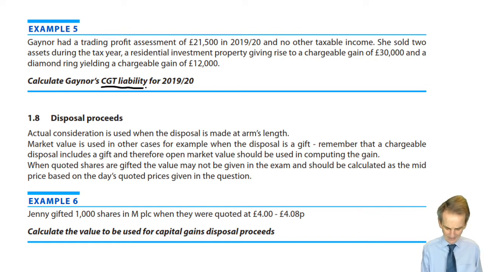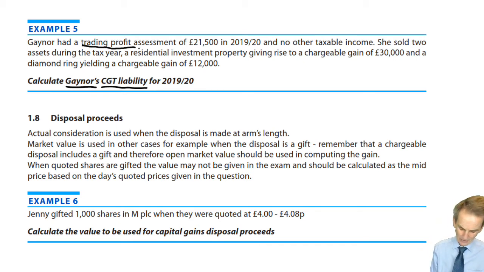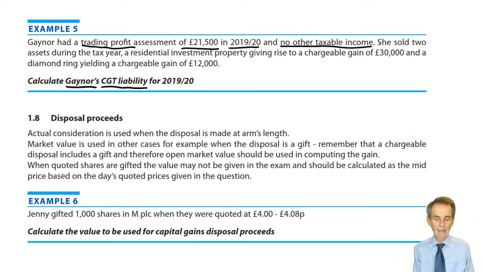It's still CGT liability for our tax year, this time for Gainer. So what have we got? A trading profit assessment. So they're giving us the income figure, £21,500 in the 19/20 tax year. No other taxable income. Very clearly, therefore, Gainer is merely a basic rate taxpayer.